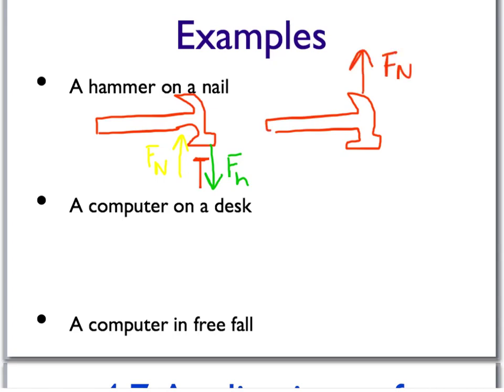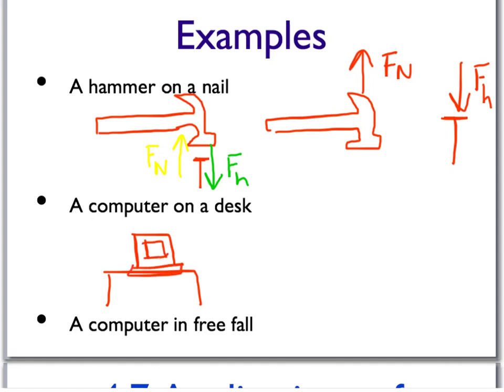And we could draw a separate free body diagram of the nail and show the force of the hammer pushing down on it. In another example, we could look at a computer sitting on a desk. As this computer is sitting on the desk, we know that the computer pushes down on the desk. Basically, the weight of this computer is going to be pressing down on the surface of the desk.